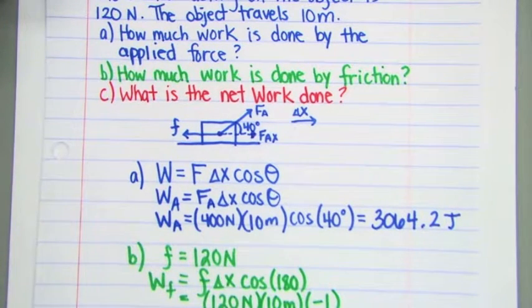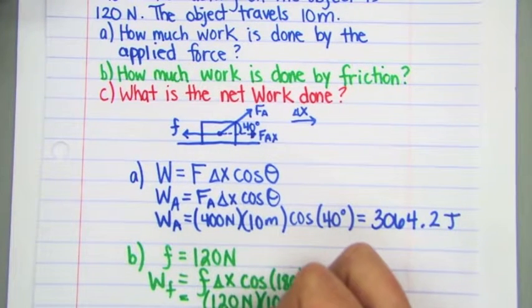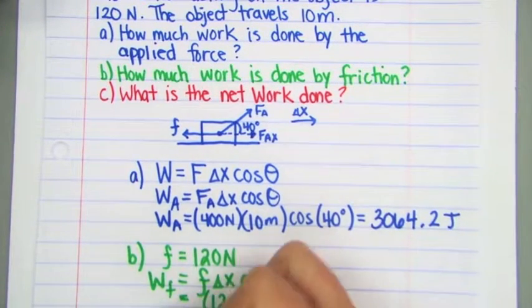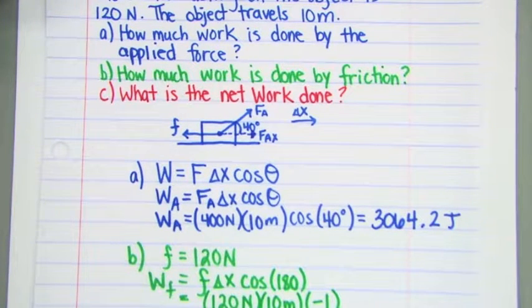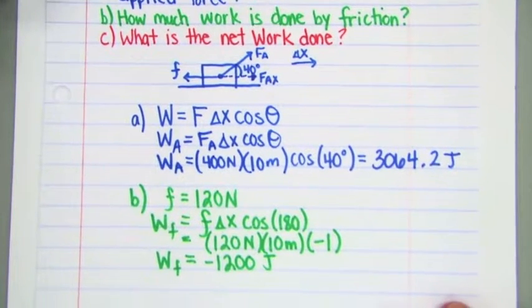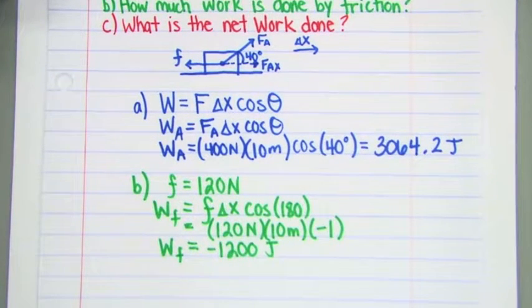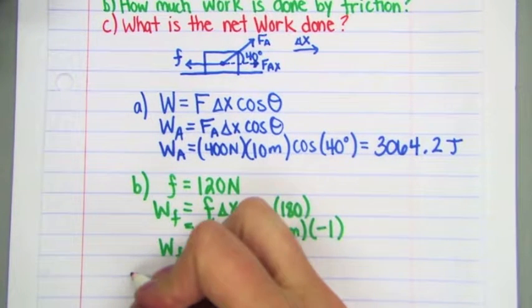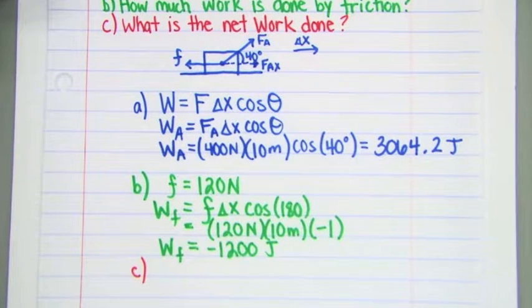Okay. Now, you have both the work done by the force applied and the work done by friction. Now you can find the net work. The work done by the applied force plus the work done by friction will give you the net work. Remember, net means the sum of all of the works done.